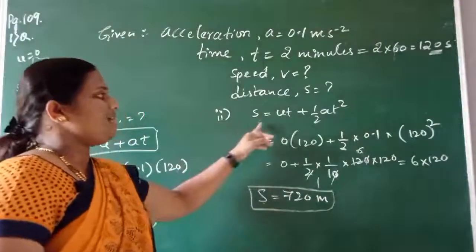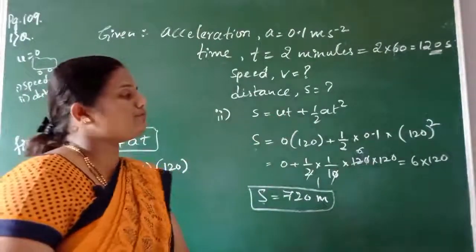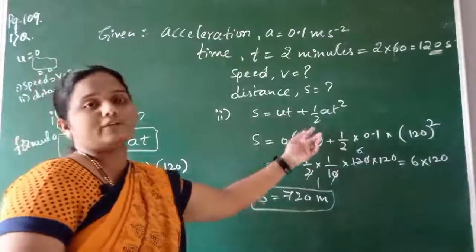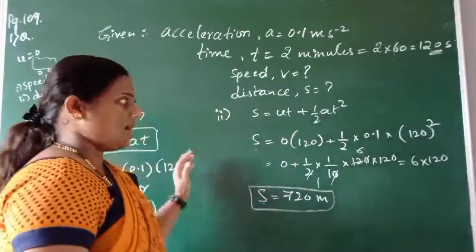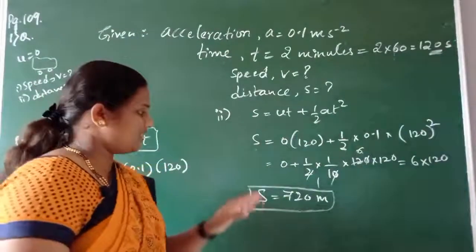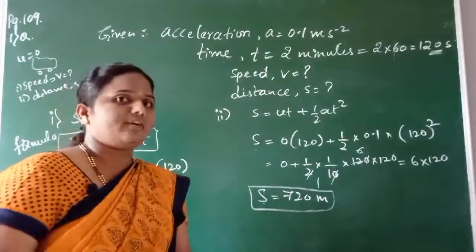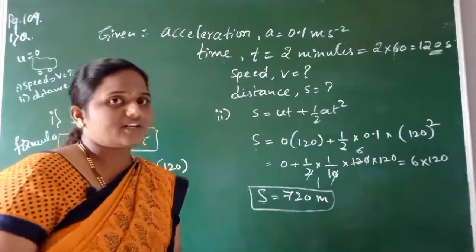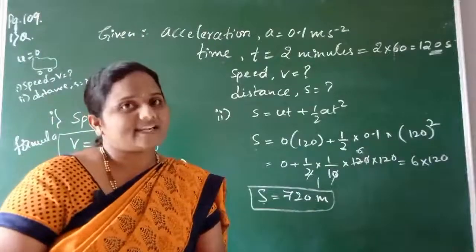And in the same manner, let us use another equation of motion, that is S is equal to UT plus half AT square. Once again substitute all the values, you will get S is equal to 720 meter. Is it clear, children? Okay, next we will move to the second problem.